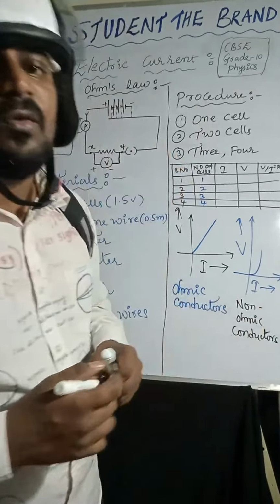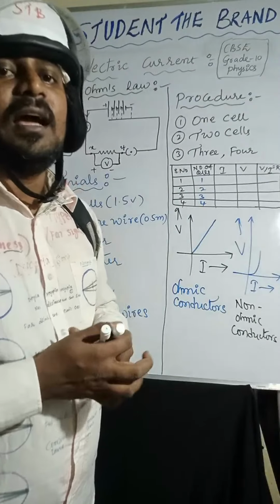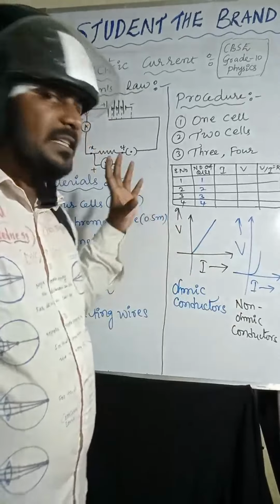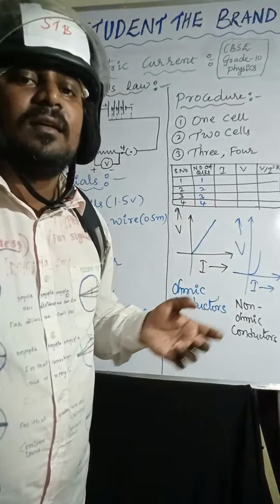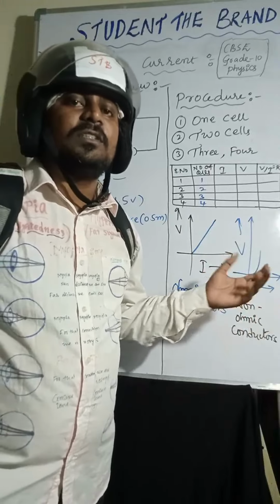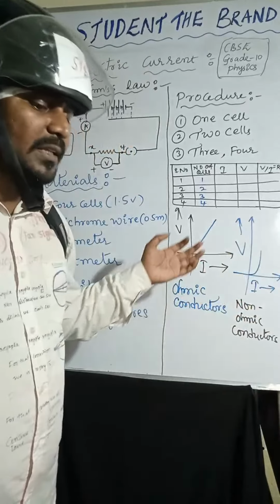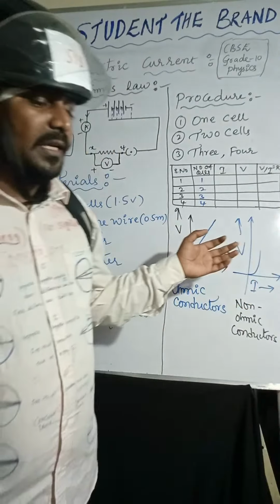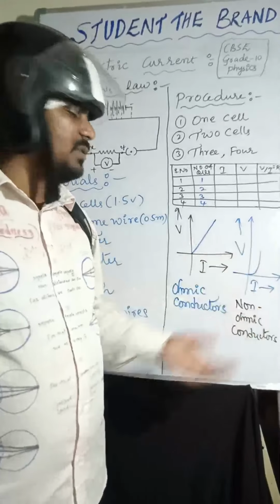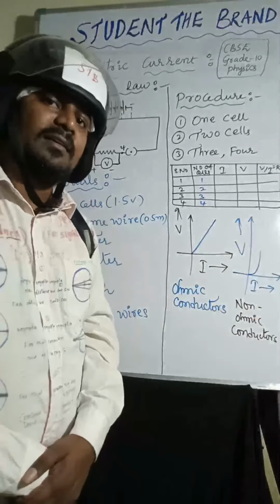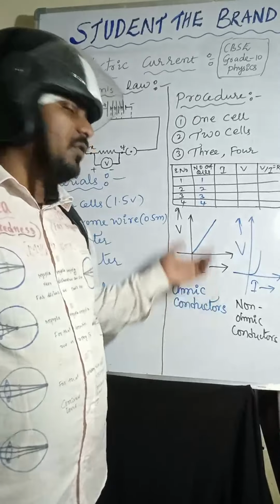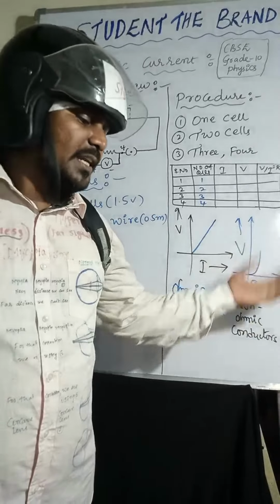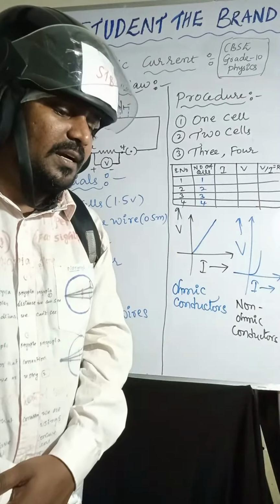Sir, what is the meaning of ohmic conductors and non-ohmic conductors? Ohmic conductors are the substances which obey Ohm's law. The substances which do not obey Ohm's law are called non-ohmic conductors.